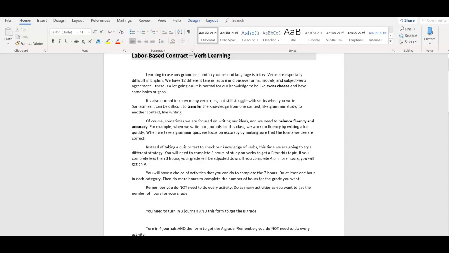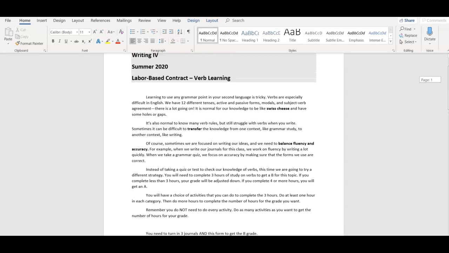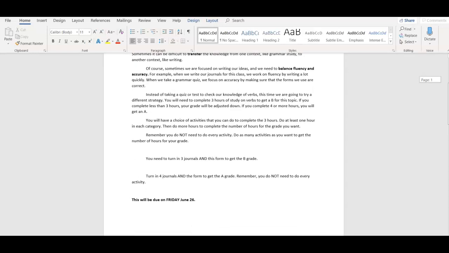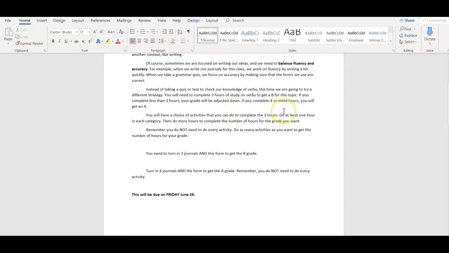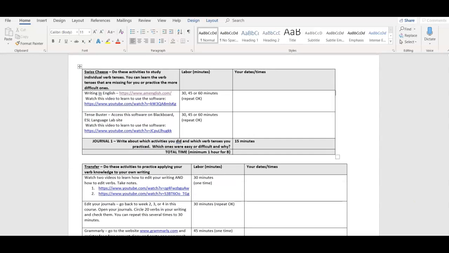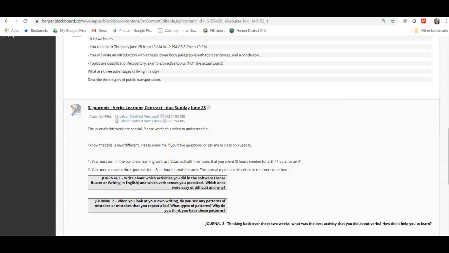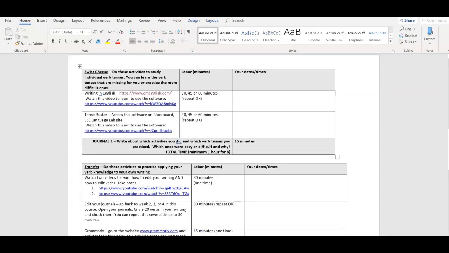The reason is that when we practice and spend time practicing our grammar and working on improving either our knowledge of grammar rules, but more importantly, our ability to use those rules in our own writing, that's a better use of our time than a test or a quiz or something like that. So the only thing you need to do to get a B for this grammar topic, you don't have to take any quiz or any test. You just need to complete 3 hours of work, or if you complete 4 hours, you can get an A. This will be due on Sunday, June 28.